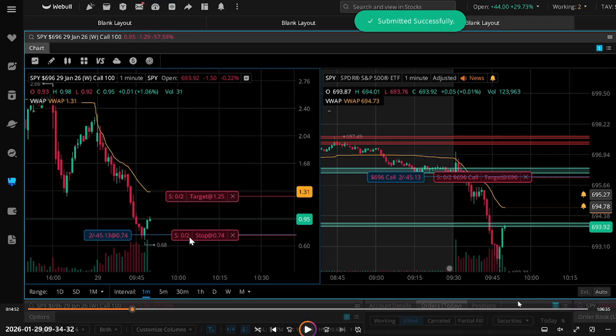there's no confirmation of this possibly continuing to the upside. Now, it would have made more sense if I let it push up, it came back and made a higher low, and then anticipating a continuation.